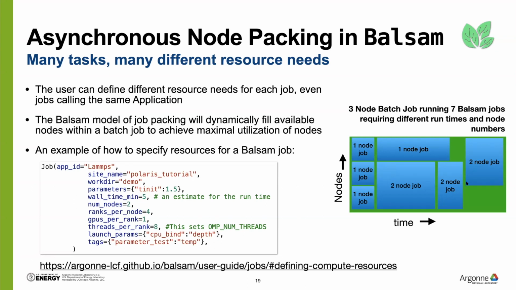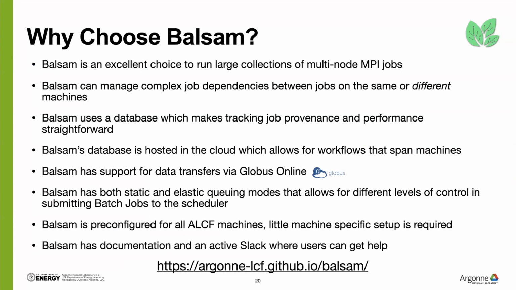It's important to note there could be points of time in this batch job where there might be some idle time for some of these nodes. So it's important to think carefully about how you select jobs to run in a batch job, and there are ways you can control that in Balsam. You can get more information on defining compute resources for jobs at the link here in the Balsam docs. So why choose Balsam?